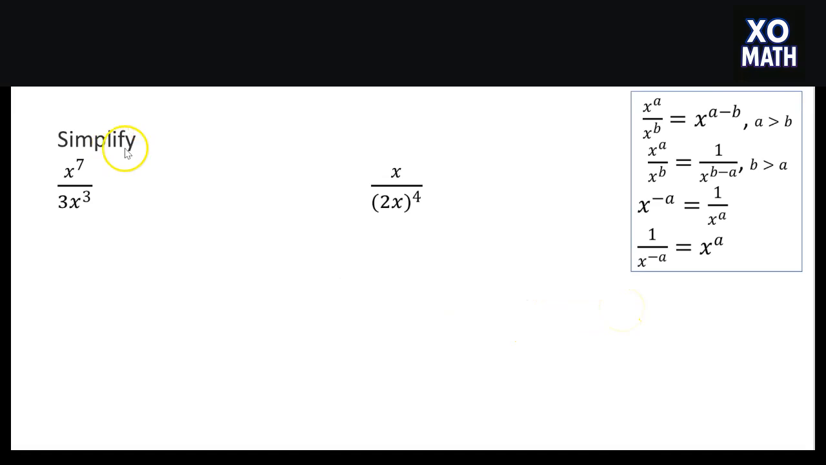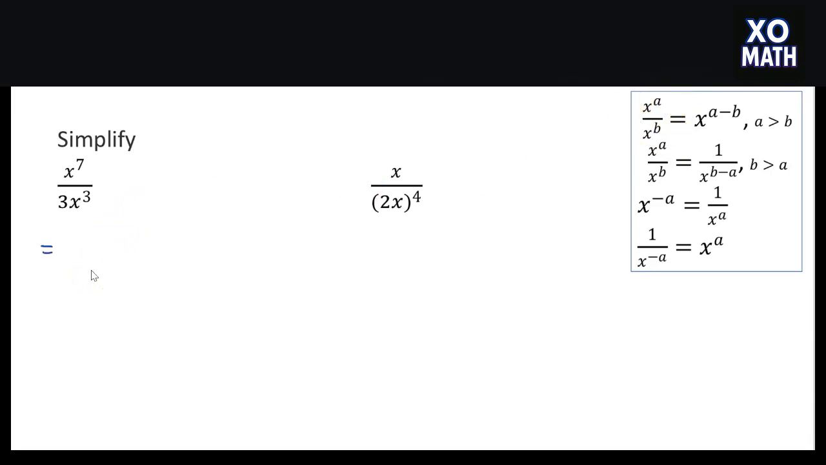We want to simplify some expressions that involve exponents. Here we have x to the 7th divided by the quantity 3x to the 3rd power. So here, the bigger exponent is on the top. So we are applying this first property here, which says that if a is greater than b, if the exponent on top is bigger, we're going to subtract the bottom exponent from the top exponent.